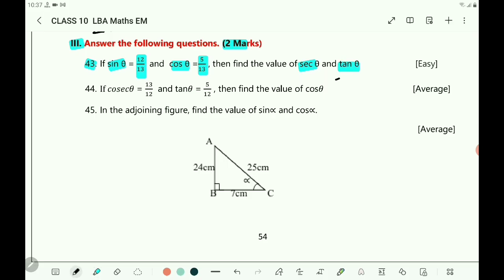Here you know secant theta is the reciprocal of cos theta. Directly you can write secant theta is equal to 13 by 5, that is, interchange the numerator and denominator. And tan theta is equal to what? Sin theta by cos theta. Sin by cos, that is 12 by 13 by 5 by 13, you can do.